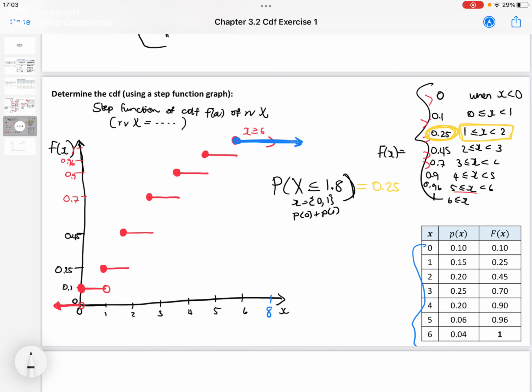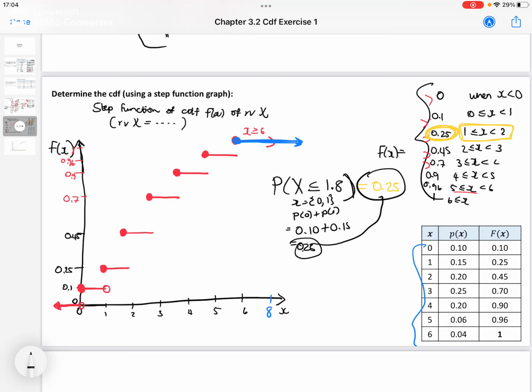Now if you think about it and you use the PMF, the possible values of x that are less than or equal to 1.8 are x equal to 0 and 1. So the probability will be 0.1 plus 0.15. That is 0.25. Is it exactly the same answer as in the formula? Yes. All right, so there are different ways of getting to the same answer, as long as you get to the answer. So allow yourself to be creative.